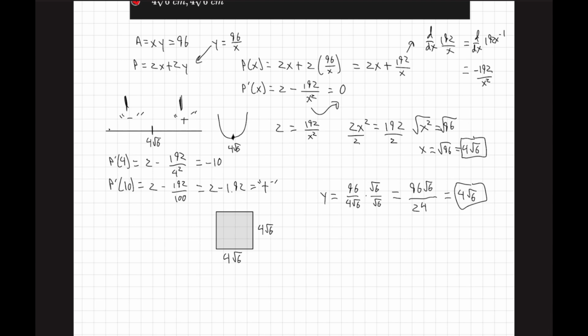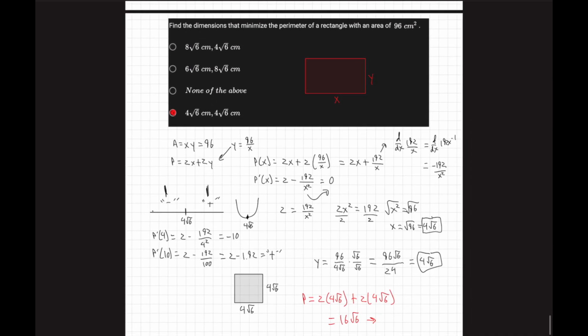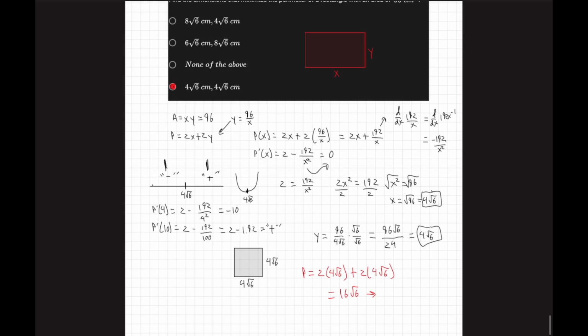And what we need to do is, since we're the farmer, calculate the actual perimeter. So P is equal to 2 times 4 root 6 plus 2 times 4 root 6, which is equal to 16 root 6. And this is how much we need to ask for in fencing from our fence provider. So sweet. In this sort of problem, it actually turns out that if you want to minimize the perimeter of a rectangle with an area specified, you always want a square because you get the most area.